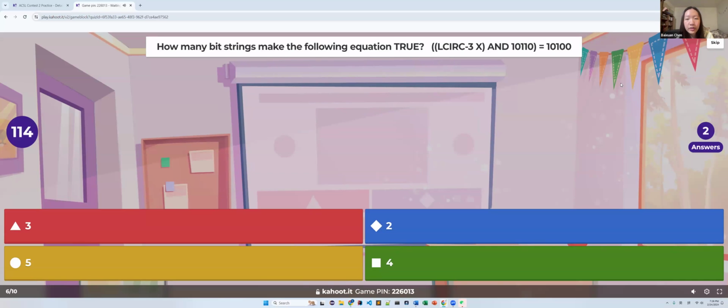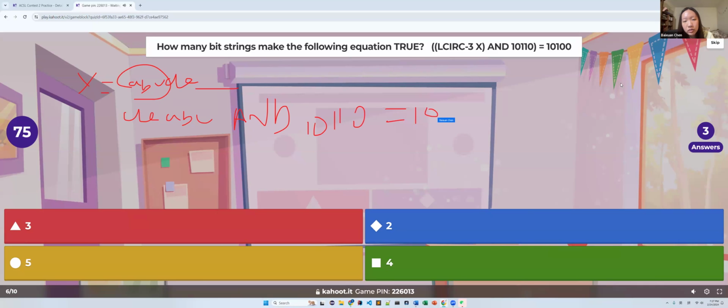Okay, so for this one, we're going to find the number of bit strings that make the following equation true. So we'll work backwards on this. Let's just pretend X is A, B, C, D, E. Then left circle 3 X would be taking these 3 and moving them to the back. So then it will be D, E, A, B, C, and 1, 0, 1, 1, 0 is equal to 1, 0, 1, 0, 0.